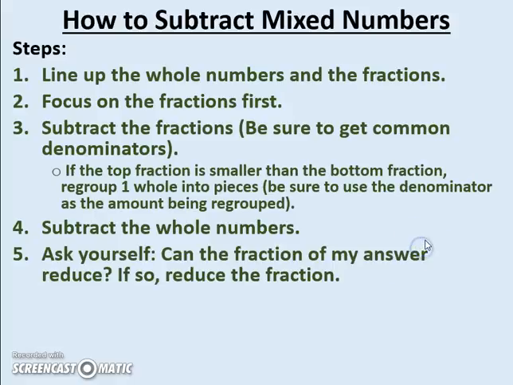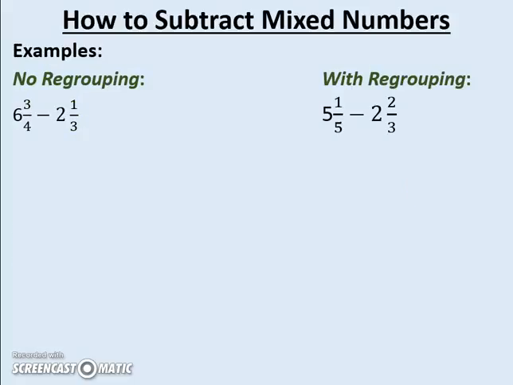Subtract the whole numbers and then ask yourself, can the fraction of my answer reduce? And if so, reduce the fraction. We're going to do 2 examples. We're going to do one that has no regrouping and one that has regrouping. So let's start with 6 3/4 take away 2 1/3.